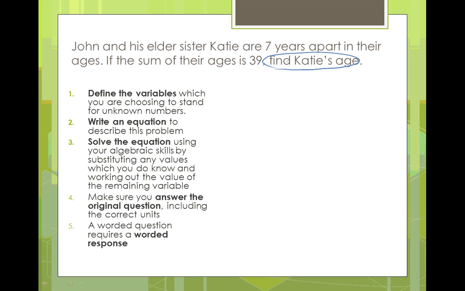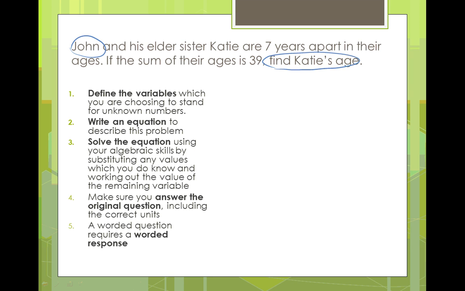Find Katie's age. So whatever I find along the way, at the end result has got to be me finding out Katie's age. So for that reason, I'm going to focus on her age. At the moment, it might be that I decide to let Katie's age be represented by K. Sounds straightforward. What about John's age up here?